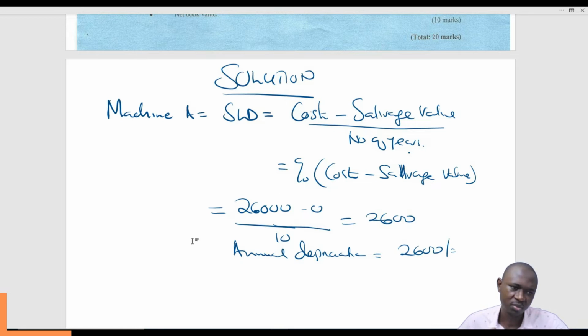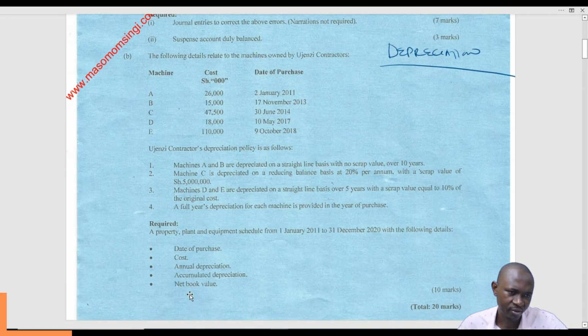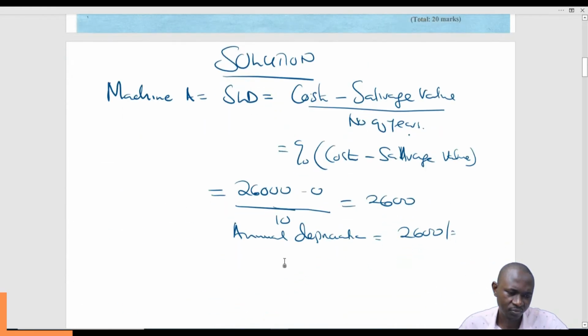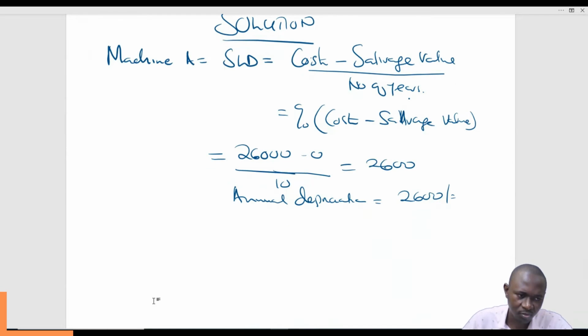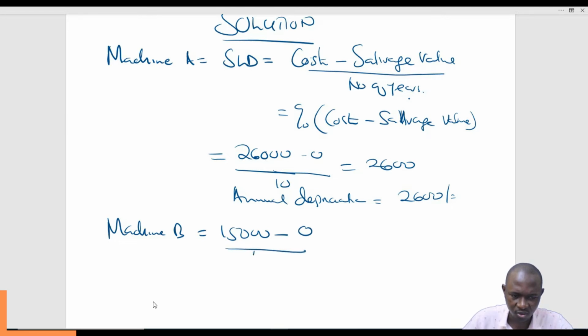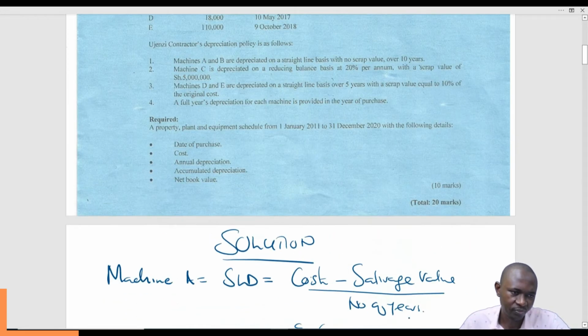And that should be the same case also with machine B. Machine B is 15,000. It follows the same formula. It will be 15,000, which is the cost, minus salvage value, which is 0, and it's supposed to have a useful life of 10 years. So every year it will be depreciating by 1,500. This information will be captured in the schedule.